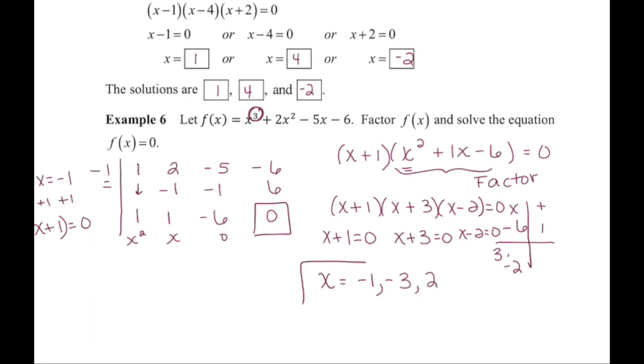And you can always check by graphing. So if we were to graph this polynomial, we would see that our graph would cross the x-axis at -1, -3, and 2. And this concludes our lesson on using the remainder theorem and the factor theorem in order to help find the solution of polynomials.